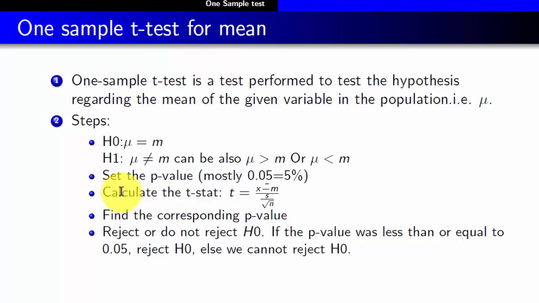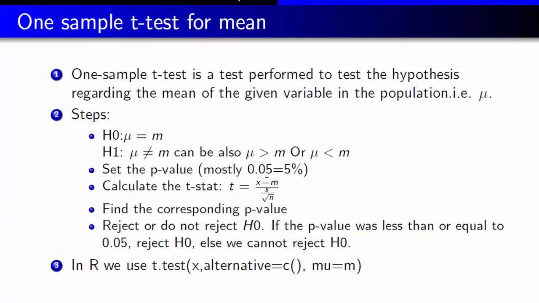Then we calculate the t statistic, which is nothing but x bar minus m divided by s divided by square root of n, where x bar is the mean of the sample, m is the assumed value of mu, s is the standard deviation of the sample, n is the size of the sample. Then we find the corresponding p-value. Then based on the p-value, we either reject or not reject the null hypothesis. In other words, if p-value was less than 5%, we reject the null hypothesis. Otherwise, we cannot reject the null hypothesis.